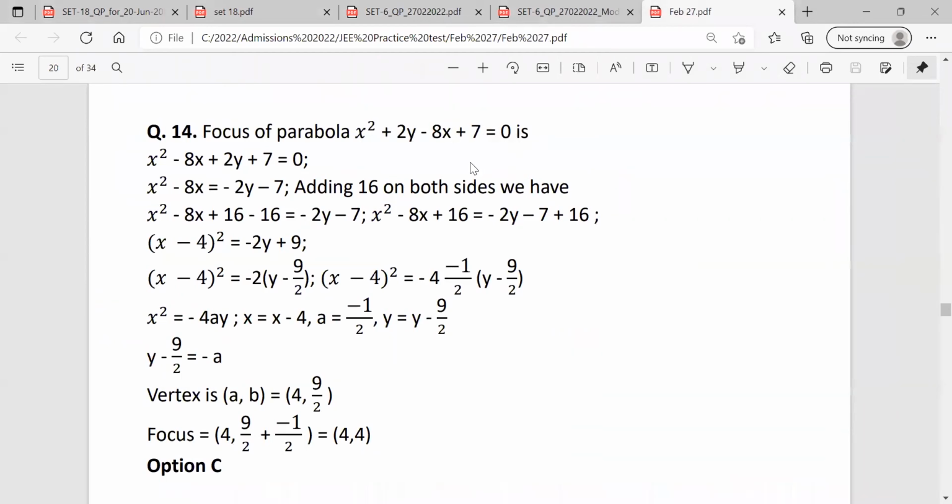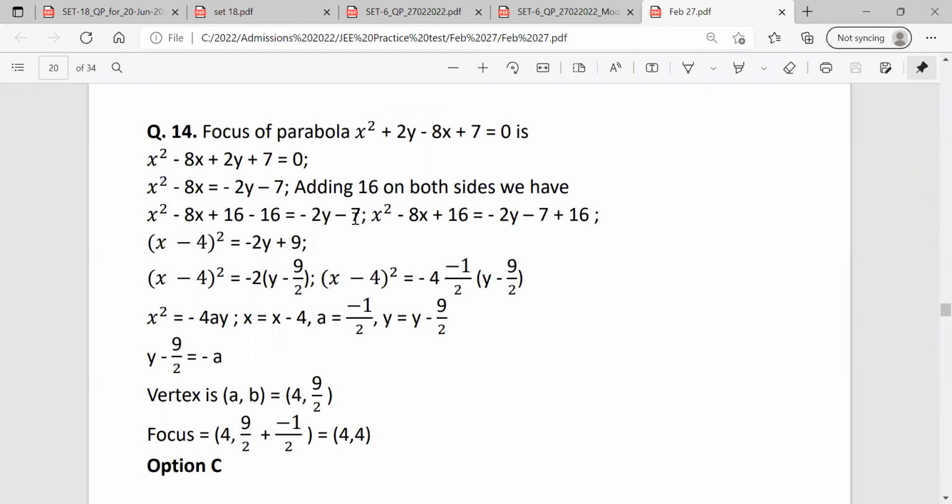So now what we are going to do is rewrite this equation in such a way that we are adding 16 on both sides. So we're just mapping the terms. So x square minus 8x plus 2y plus 7 equal to 0. So we can rewrite this as x square minus 8x equal to minus 2y minus 7. Now we'll add 16. So it's like x square minus 8x plus 16 minus 16 equal to minus 2y minus 7. So what is this expression? a minus b whole square. Its a is 4. So x minus 4 whole square equal to minus 2y minus 7.